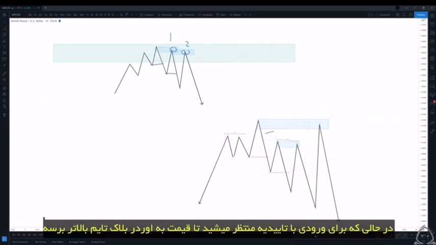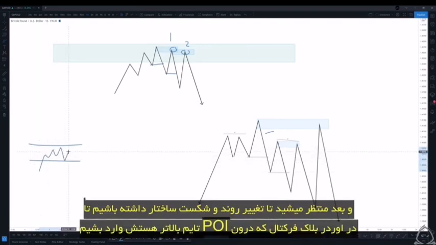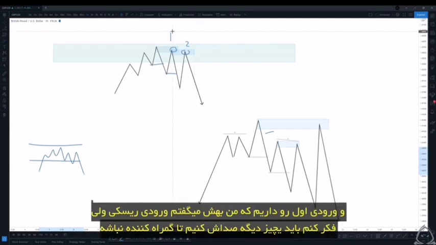Whereas a confirmation entry is you start with a higher time frame order block, and then you're waiting for price to come into that order block. Then you're waiting for price to switch trend and break structure in line with that order block, and then entering on the fractal order block within that higher time frame point of interest. And you have the first entry, which I have been calling the risk entry, but I think naming it something else might be a little bit better so it's not as confusing.